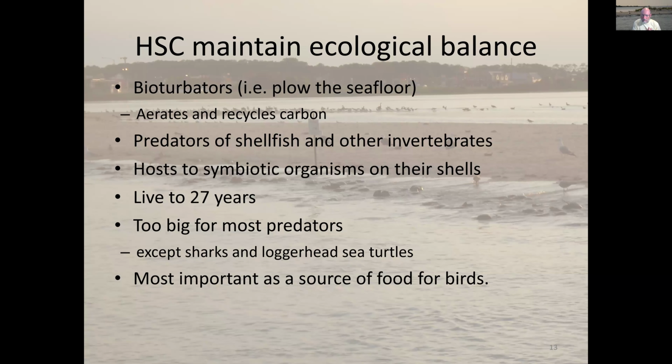Horseshoe crabs are important ecologically for a number of reasons. They're bioturbators, which means they plow the seafloor. They turn over the sediment, which aerates it and helps recycle the carbon. They're predators of other fish, shellfish particularly, and invertebrates. They're hosts to symbiotic organisms on their shells. They can live 27 years maximum, we think. Once they get to be adults, they're too big for most predators, except possibly sharks and sea turtles. But they're really important as a source of food for migrating shorebirds that eat the eggs that they lay along the shoreline.